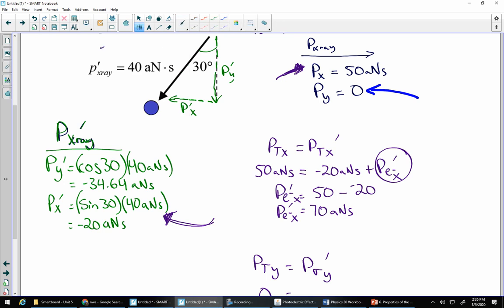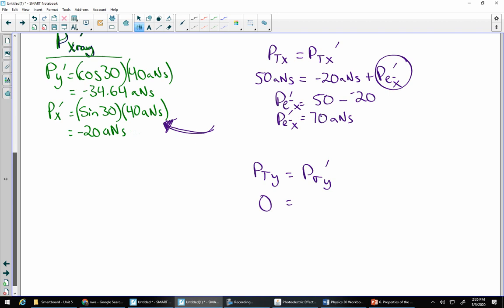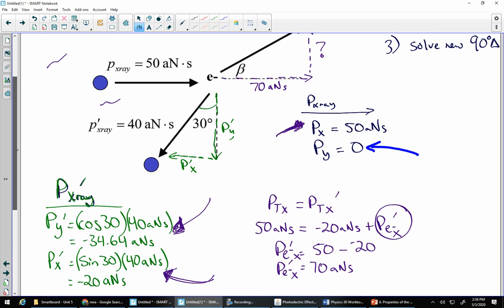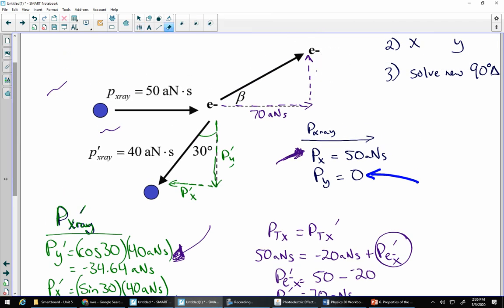Yeah, that's going to take me back. And then after, I've got, let's see, my y component of the X-ray. So that's going to be negative 34.64 plus the momentum of the electron in the y component after. So the momentum of the electron in the y component after, well, this is really easy math, must just be 34.64 atto-Newton seconds, but it's got to be upwards, and that actually matches our diagram up here. So I'm going to erase that question mark and say 34.64 atto-Newton seconds. Cool.